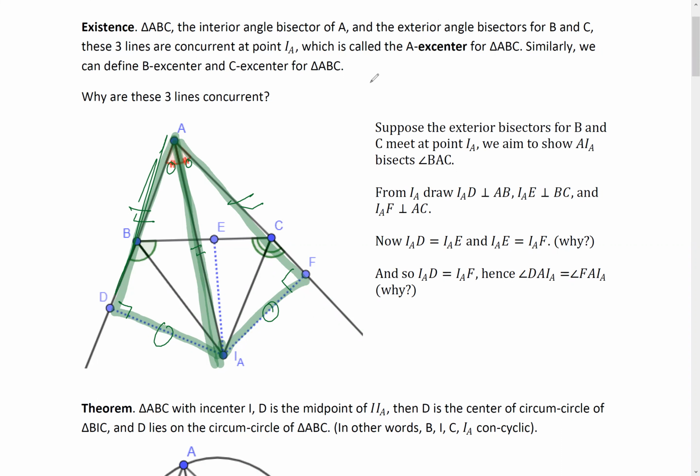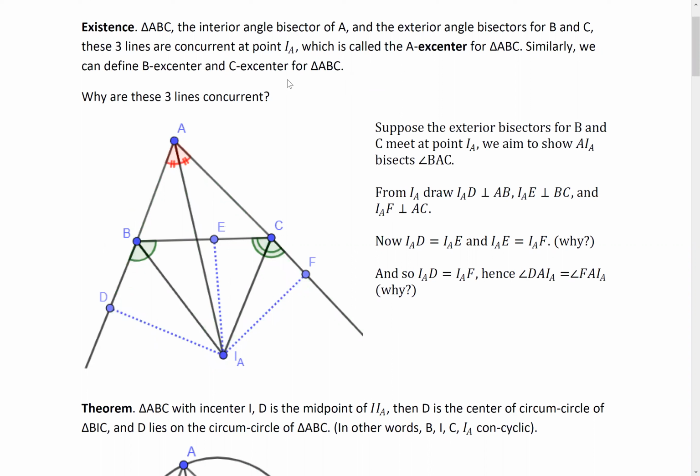Now, the importance of this excenter is not just, okay, three lines are concurrent, what do we do? The importance is like, the three lines, if two of them meet at that point, then the third one is free, right? It's like buy one, get the third one free. And I will show you what that means.